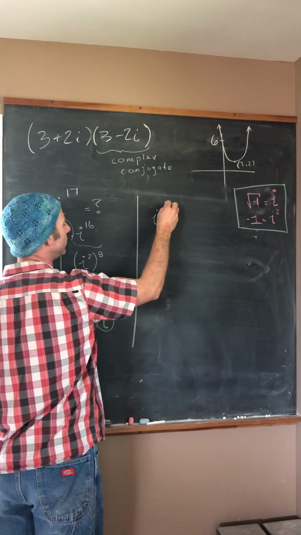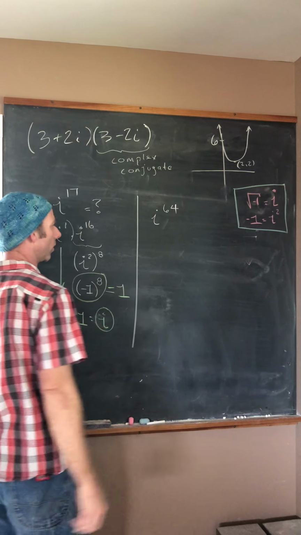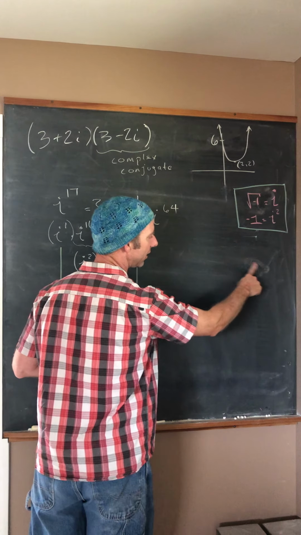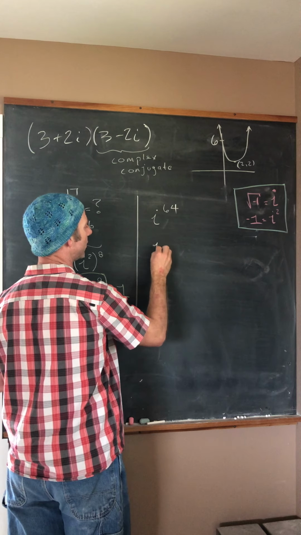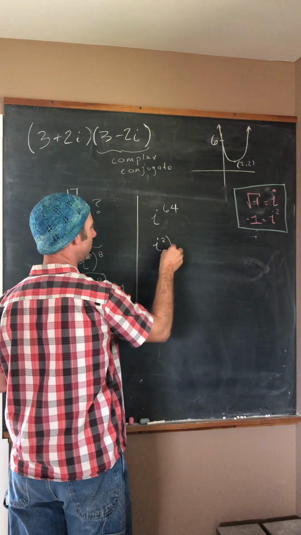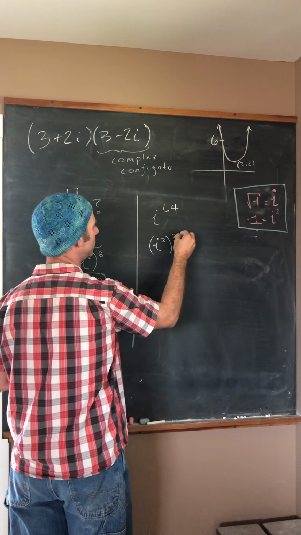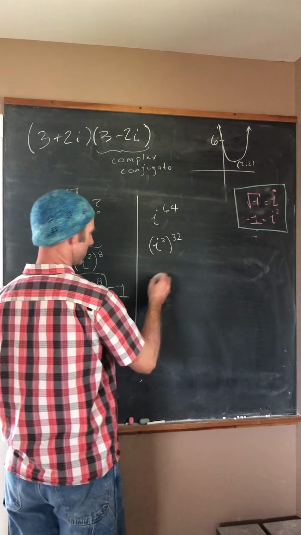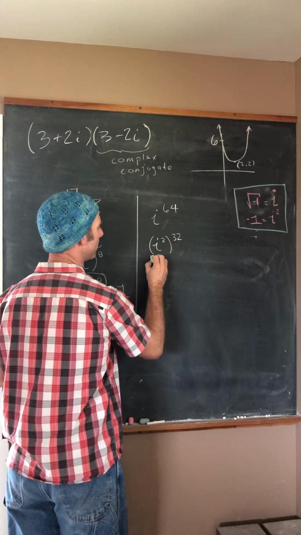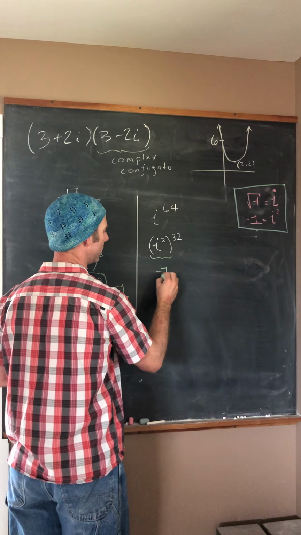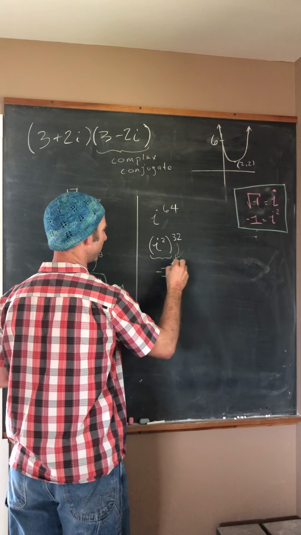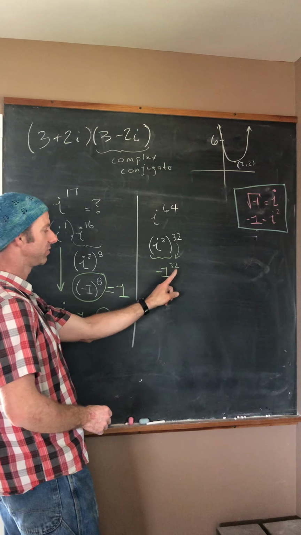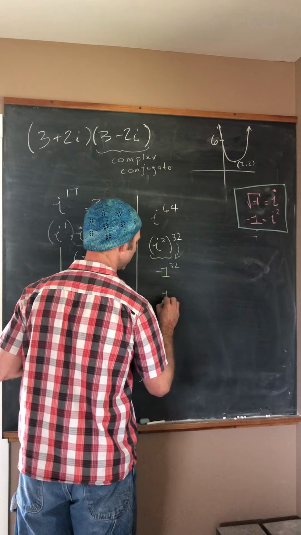Let's try i to the 64. Ugh. I do not want to do this by hand. I don't want to go i 64 times. So instead, how about i squared times 32? 2 times 32, 64. And I know that i squared is -1. And then bring this guy down, -1 to the 32. Something to the positive even power will make this a positive. The answer is 1.